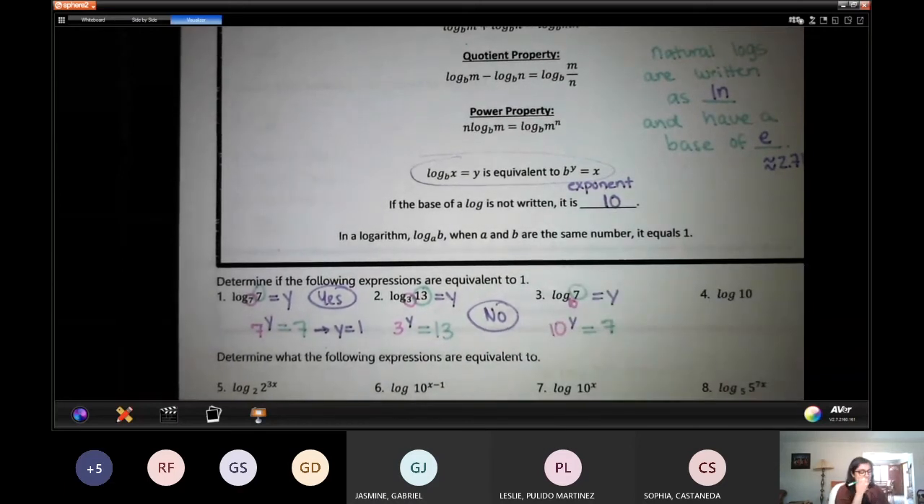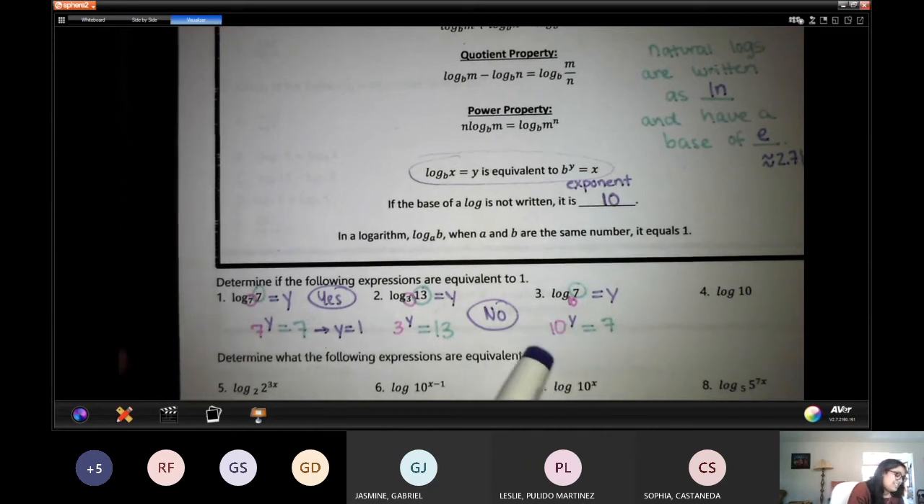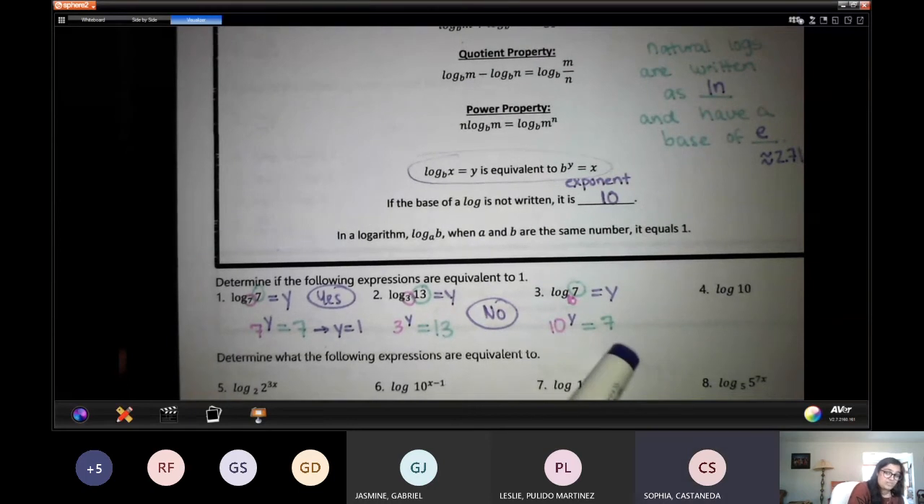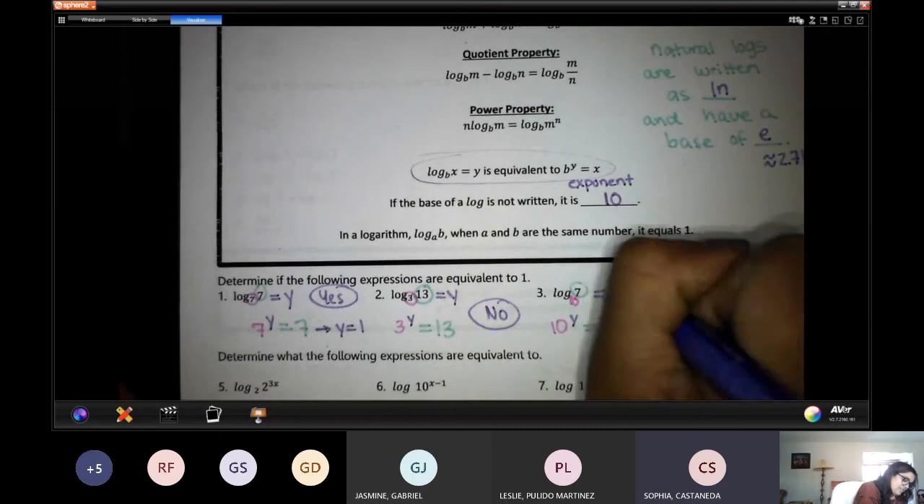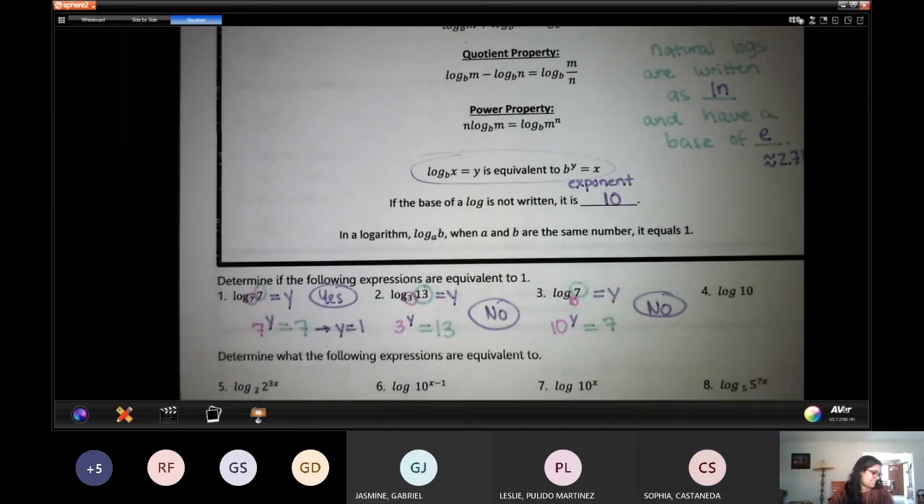So in this case, is y equal to 1? 10 to the what power equals 7? Is it 1? No. It's not 1, right? Because 10 to the 1 power would equal what? Oh, sorry, 10 to the first power would equal 10, right? So it doesn't equal 10, so the answer is no. Okay? Sorry, that was not my greatest explanation ever.